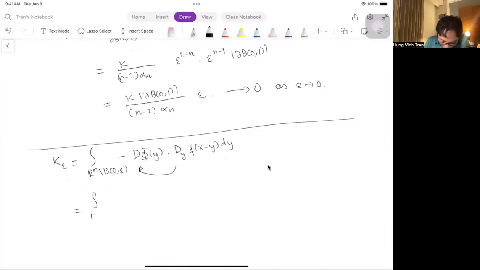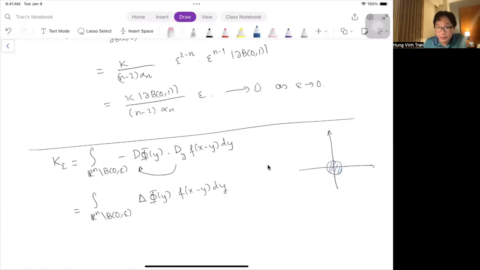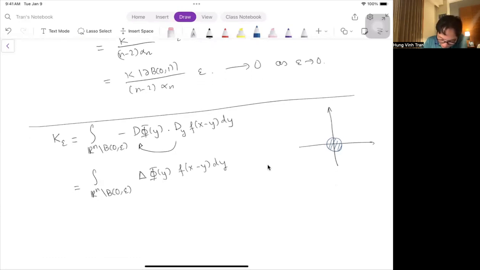I have this as the integral in Rn minus B0 epsilon, hitting all the derivatives from f to y now. So Laplacian of phi of y, f of x minus y dy, which is great. Again, remember that this is the domain where we have already deleted a ball. We really deleted a ball here. So in this set, this is 0, so this whole integral is 0, because again, this is where y is not 0.